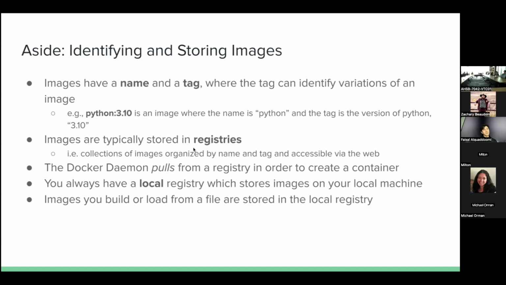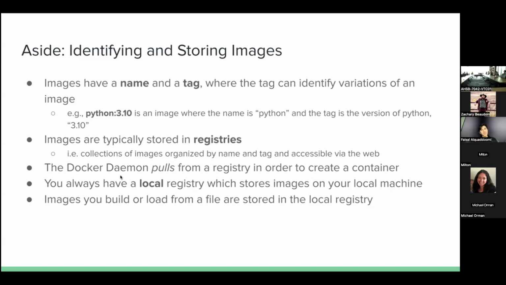Images are usually stored in registries. A registry is a special kind of service that just stores a collection of images and has semantics for being able to pull those images and push images into the registry from the command line or wherever. So they're organized by name and tag and they're accessible via the web. It's actually an HTTP service. You could connect to it directly and just look at what it's sending back and forth.